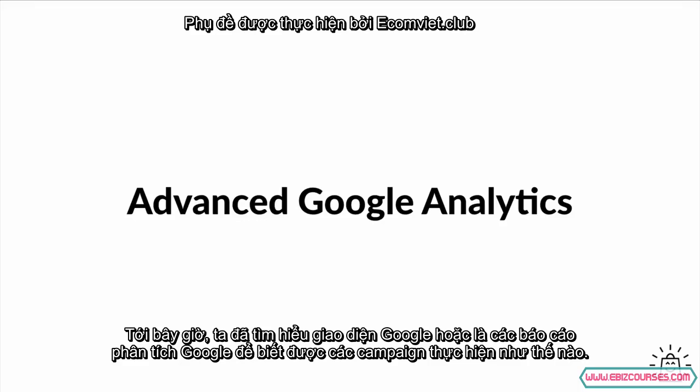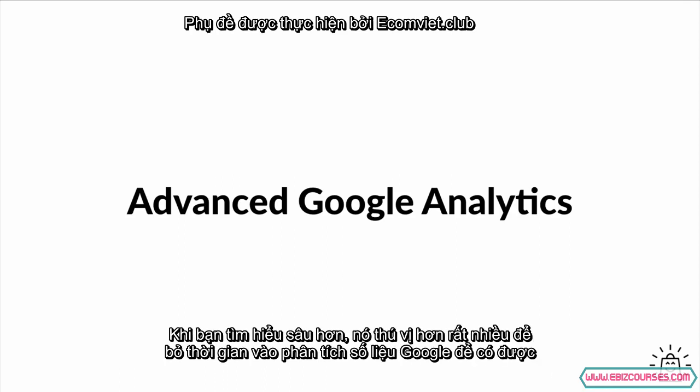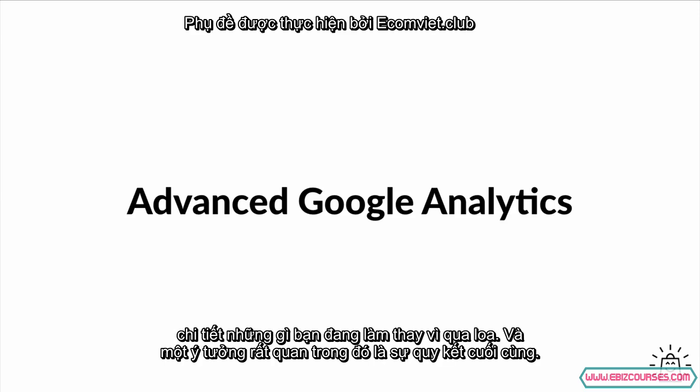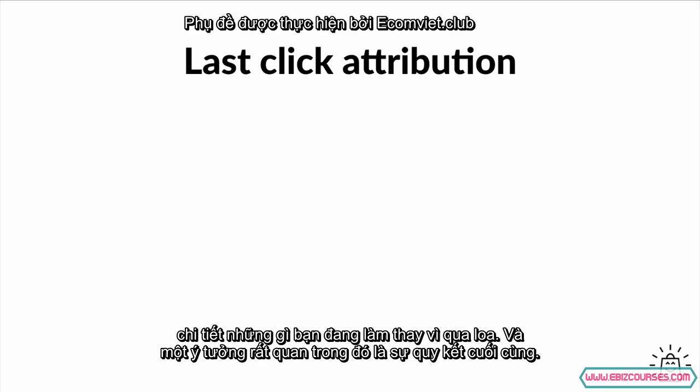Up until now, we've looked at the Google Ads interface or the basic Google Analytics reports to get an idea on how our campaigns are performing. So when you get deeper into it, it's also more interesting to spend more time in Google Analytics to really get the details of what you're doing instead of just broad strokes. And one concept that's important is to understand last click attribution.